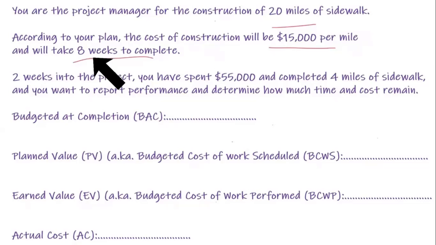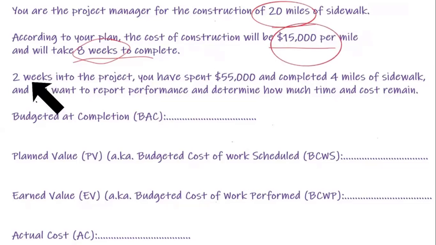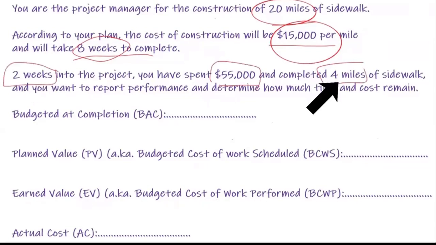Let's try to understand. So the whole duration is 8 weeks. The scope of the work is 20 miles, and the cost is going to be $15,000 per mile. Right? 2 weeks into the project, you've spent $55,000 and completed 4 miles of sidewalk, and you want to report performance and determine how much time and cost remain.